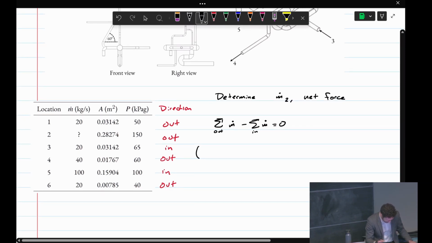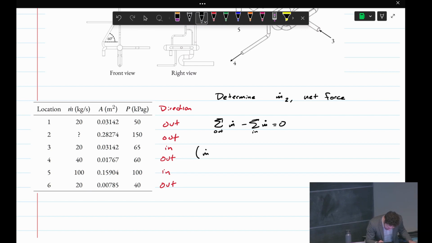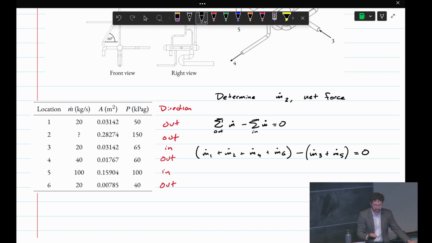I'm gonna just double check this. 1, 2, 4. Okay. So that will be m dot 1 plus m dot 2 plus m dot 4 plus m dot 6 minus our inlet summations, which is m dot 3, m dot 5, equals 0. Okay, so the only unknown here is m dot 2. Like if you look here, we have one equation, one unknown, so we can solve. So it's 40 kilograms per second.